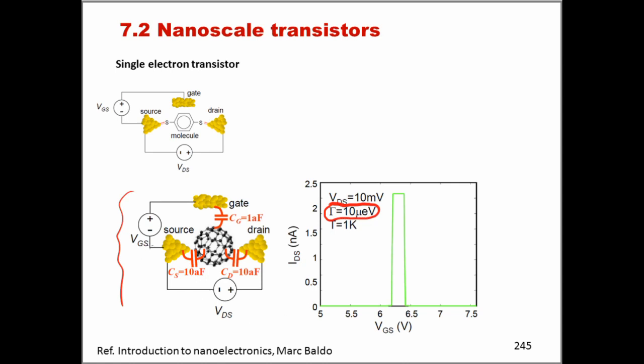And if we try now to apply some VDS across the source and drain, and we apply some voltage to the gate, we realize that the transfer characteristic looks like that. So it's a very special transfer characteristic. As you can see, the current is normally 0 up to a certain point, then is non-zero for a tiny window, and then becomes 0 again. So this transfer characteristic is quite different from the one that we've seen for our standard transistor.